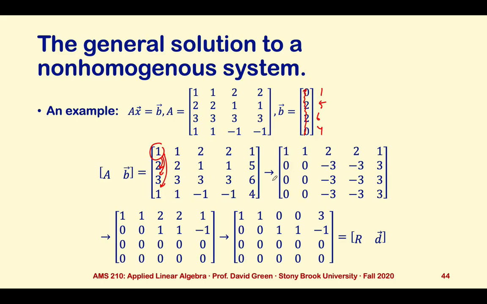For the next row, we're subtracting 3 times the first row. 3 minus 6 is negative 3. 3 minus 6 is negative 3. 6 minus 3 is plus 3. And for the last row, we're subtracting 1 times the first row. Negative 1 minus 2 is negative 3. Negative 1 minus 2 is negative 3. 4 minus 1 is plus 3.